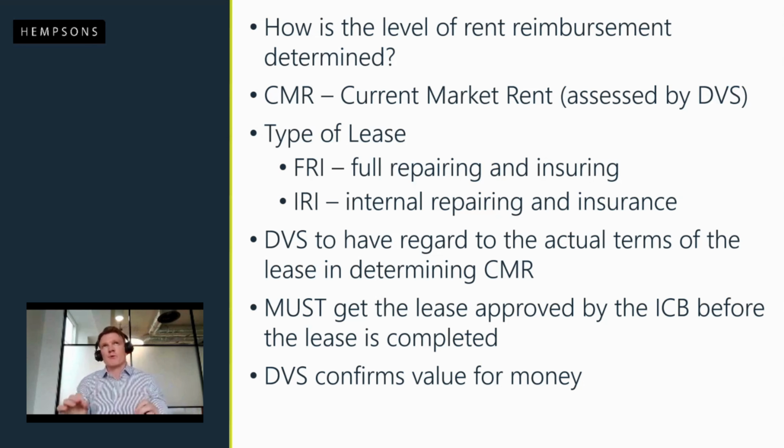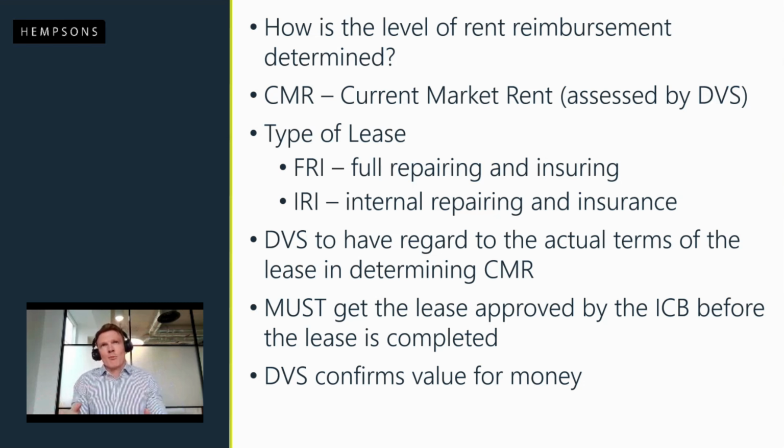So I mentioned earlier that the type of lease is also relevant. So how does the type of lease impact rent reimbursement and CMR? Well, I need to first distinguish between broadly two types of lease. Why? Because, let's say, in a sort of silly example, if two leases were granted in the same building to different tenants, those leases could technically attract very different reimbursement levels depending on the type of lease they are.